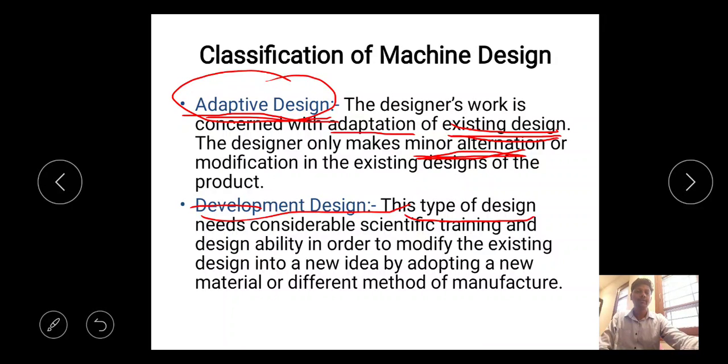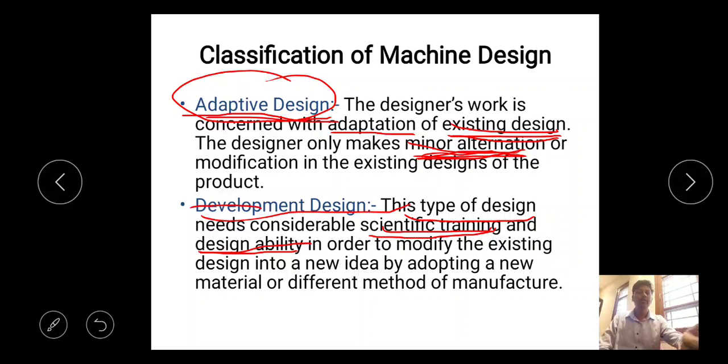The type of design needs considerable scientific training and research, both are required, for developing a new one. See, if it is already there, you need not apply any mind, or any research or scientific method. If you are designing a new one, you require scientific training and design ability. If you are adopting, there you are doing a minor alteration, there you need not have so much research work or training or design ability.